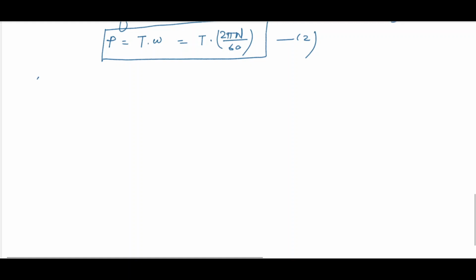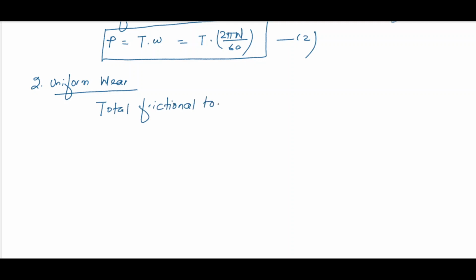Then according to uniform wear, total frictional torque T is equal to half mu W R. Mu is the coefficient of friction, W is the load acting on the shaft, R is the bearing radius.